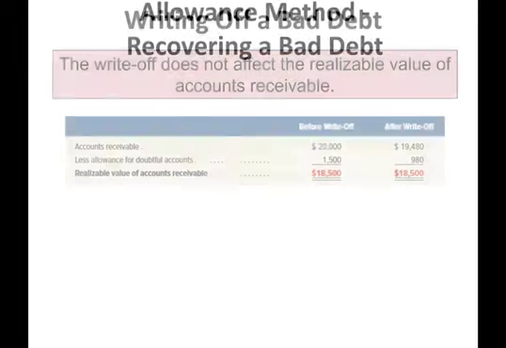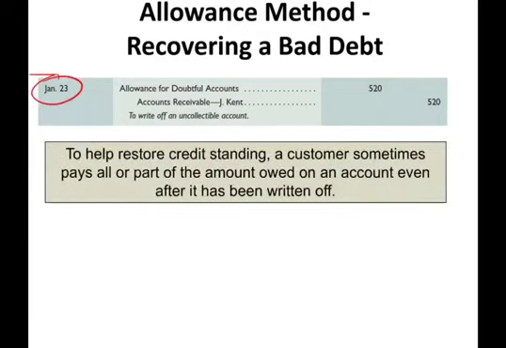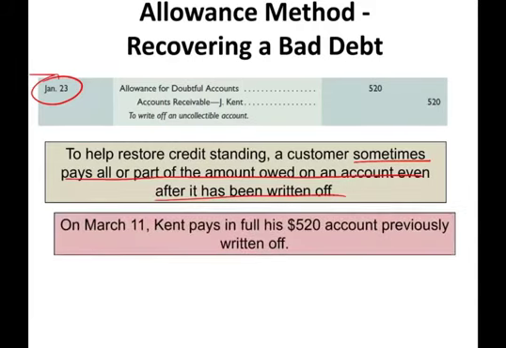Okay? What happens if J. Kent somehow won the lottery and wanted to pay us back this money? Well, here's what happened on January 23rd. We gave up on J. Kent. To help restore credit standing, a customer sometimes pays all or part of the amount owed, even after it was written off. Well, let's assume on March 1st, J. Kent decided to pay the full amount.